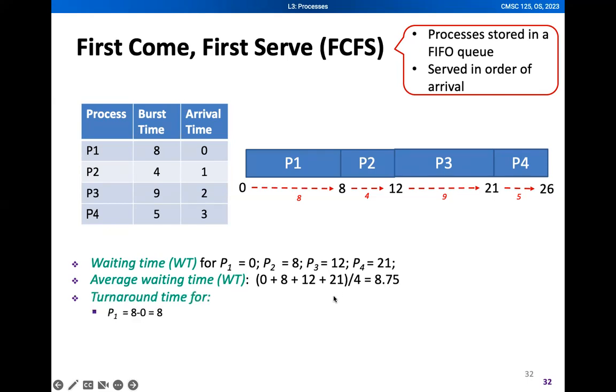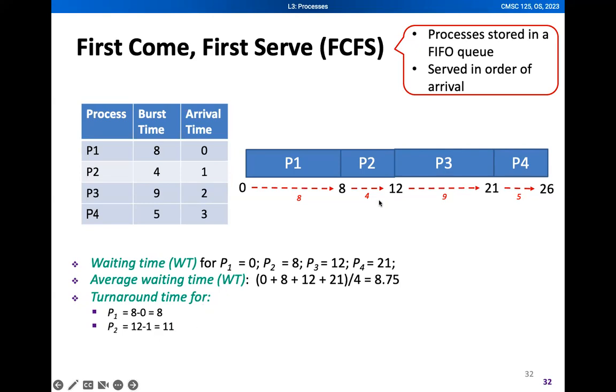Now let us compute the turnaround time. Said another way, it is the completion time. Okay, and to compute the turnaround time, it is the interval between the time the process has completed minus the time it arrived. So for P1, it got completed at the 8th millisecond minus its arrival time, which is 0. So its turnaround time would be 8.